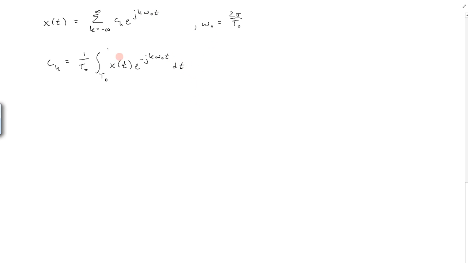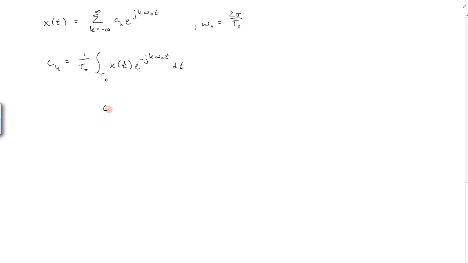These two equations are very important, and the first one is called the synthesis equation, and the second one is called the analysis equation. This is the analysis because it breaks down the signal x of t into these Fourier coefficients c sub k, whereas the synthesis equation takes the Fourier coefficients and recreates our original signal x of t, or synthesizes it, out of the complex exponentials that are scaled by the Fourier coefficients.